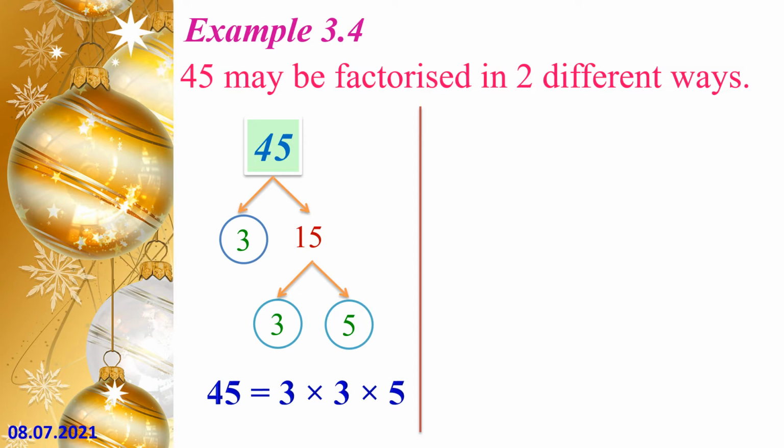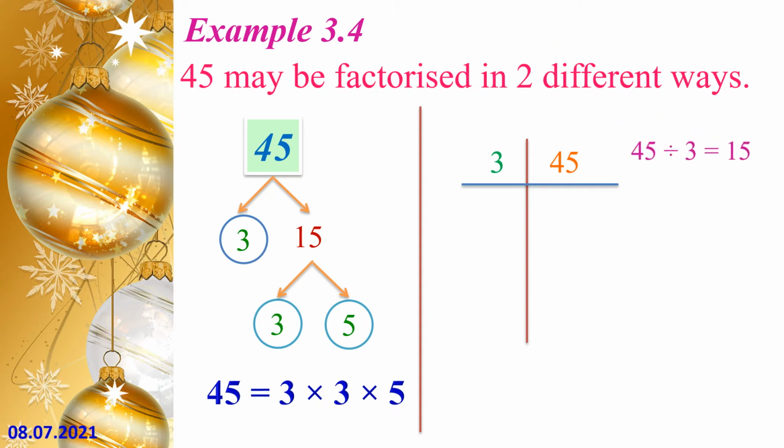So let us take the number 45. Let us decide the smallest prime divisor. Here 45 is an odd number, so it is not divisible by 2. So let us take the next smallest prime number, 3. The sum of the digits, 9, is a multiple of 3, so 45 is divisible by 3. So let us take 3.